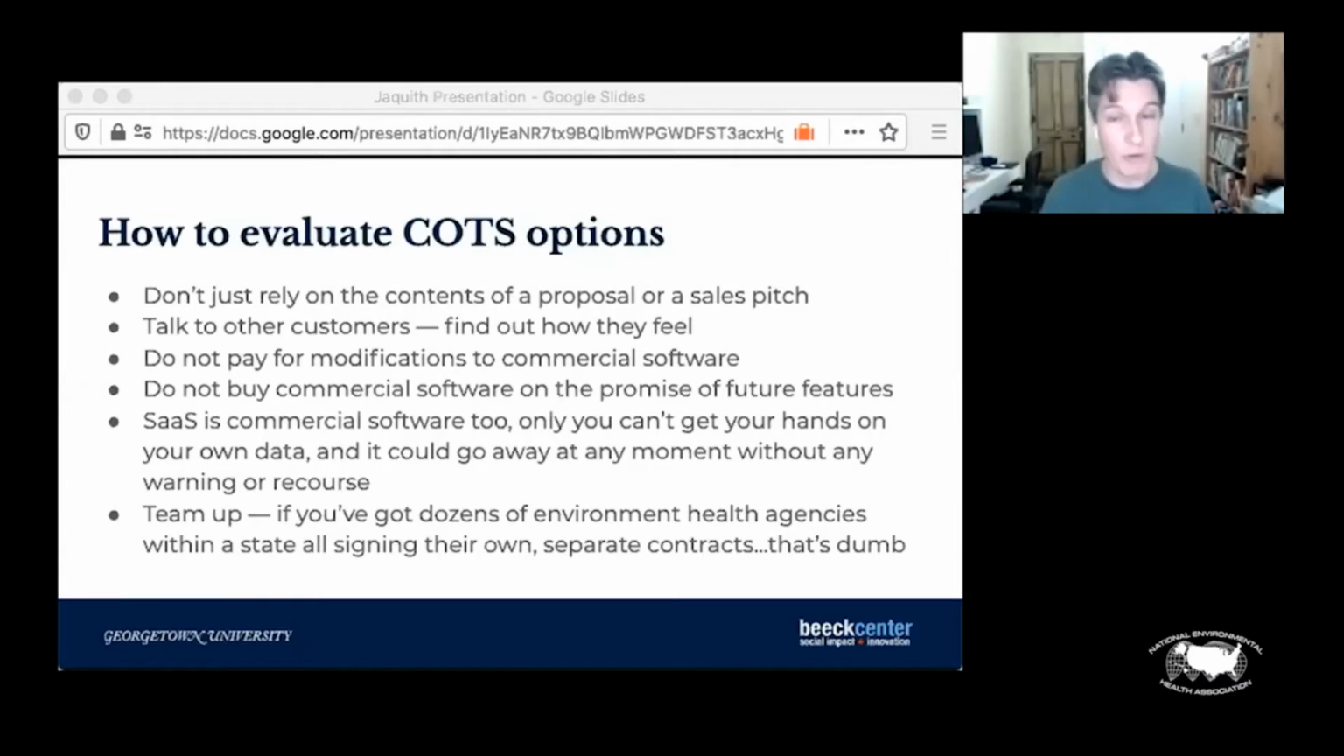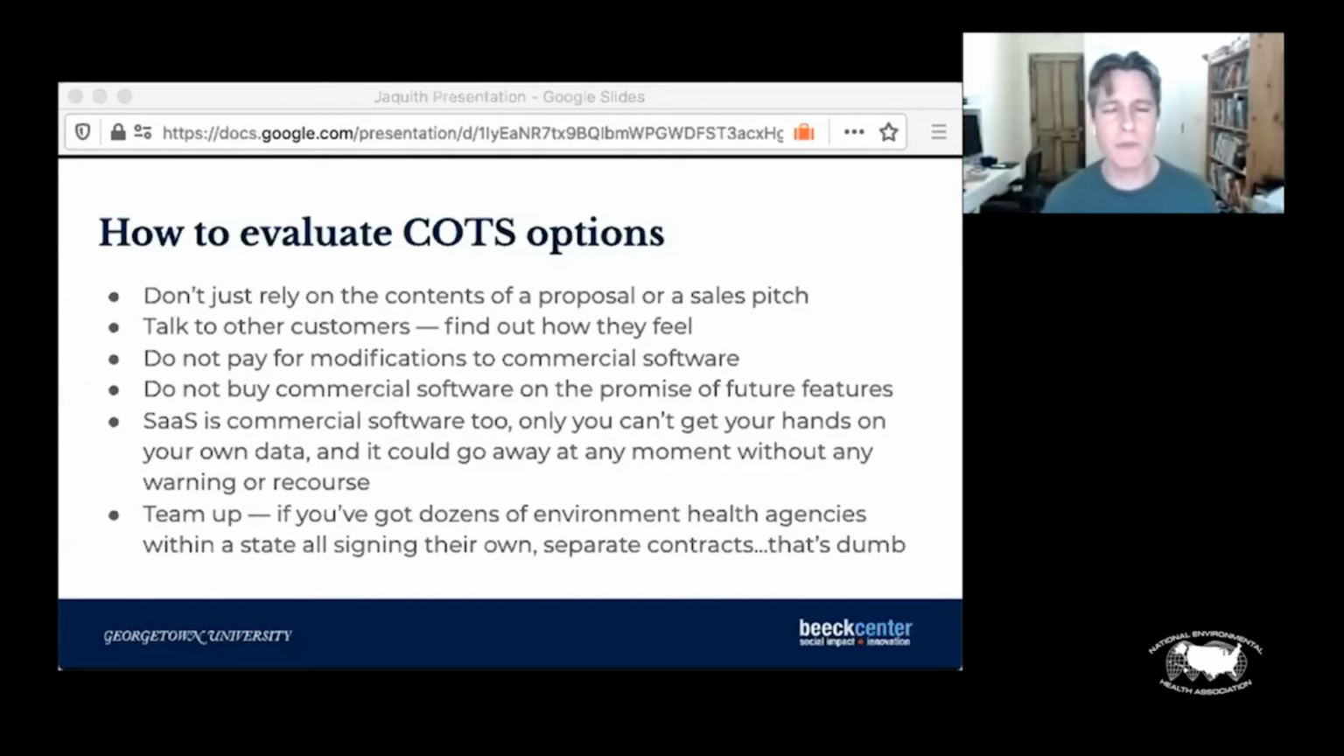I have worked with multiple states, particularly with MMISs, Medicaid Management Information Systems. These systems are priced in increments of hundreds of millions of dollars. And routinely, states will sign contracts with vendors to procure one of these without ever talking to any other state who procured them, because if they had, they would have run screaming, because all of the claimed success stories from these vendors actually ended in lawsuits. So talk to other customers, find out how they feel.